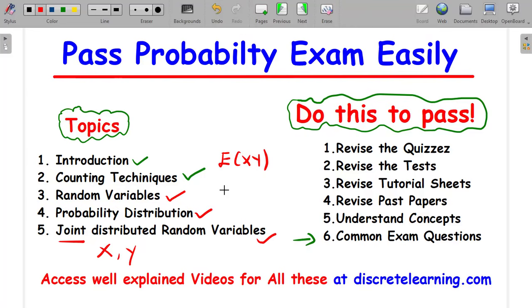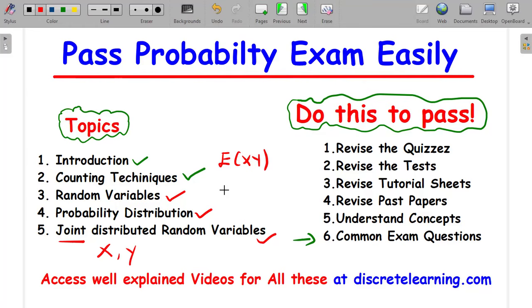The first one is you need to revise the quizzes and the tests that you've had during the semester. That should be the first thing that you do. Revise the quizzes and the tests you wrote during the semester. Lecturers usually use the quizzes and tests to show you the type of questions that they consider important, first of all, and some exam questions may be the same or similar to the questions that actually appeared in your assessment.